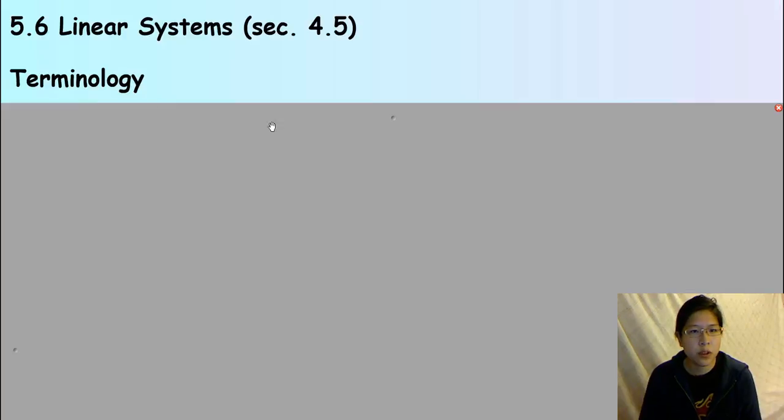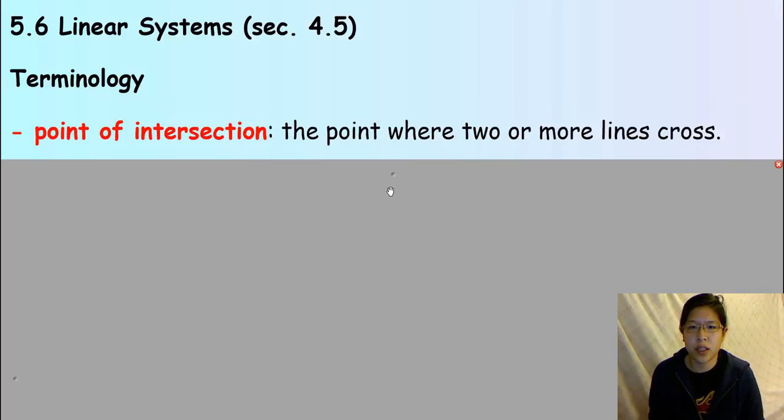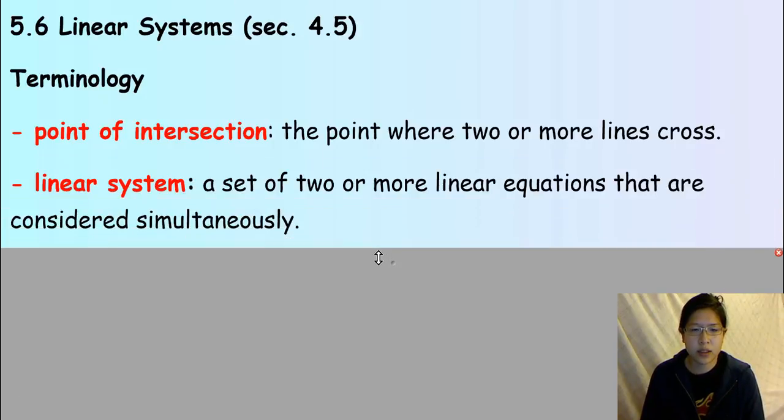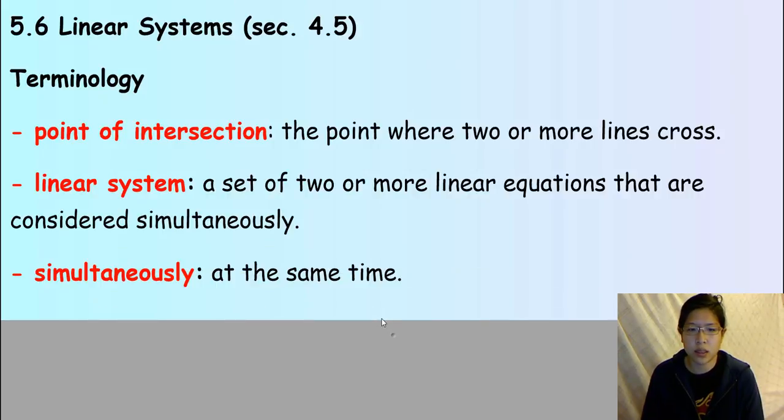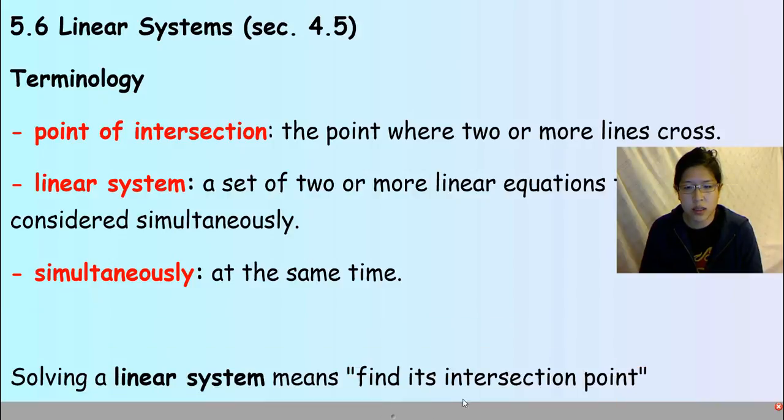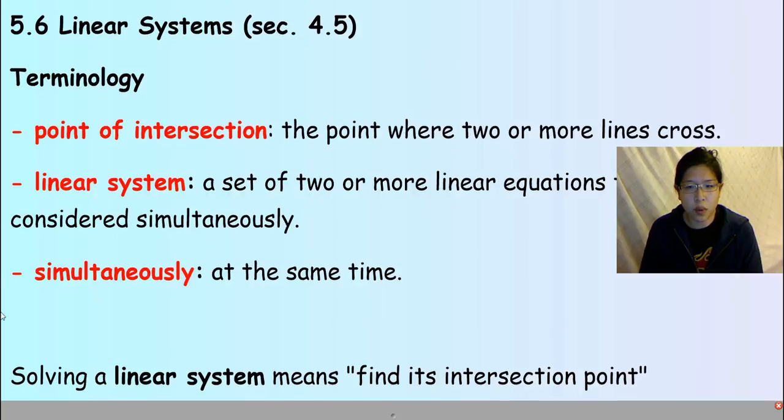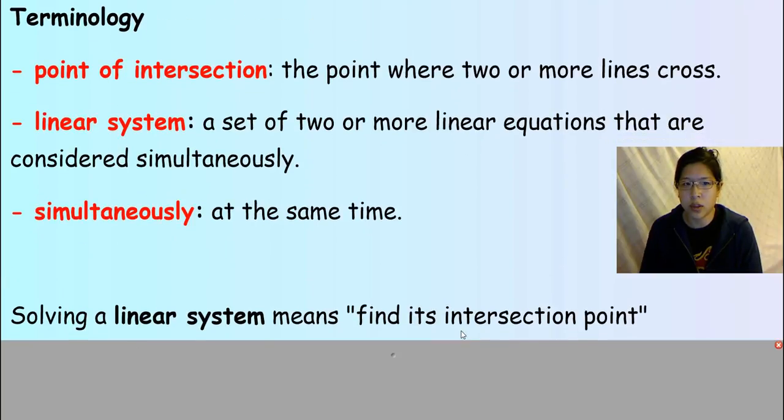So, a couple of new terms. There's point of intersection. That's the point where two or more lines cross. And a linear system is a set of two or more linear equations that are considered simultaneously, and simultaneously means at the same time. So in a nutshell, if you're solving for a linear system, it just means that you're finding the point of intersection between two lines.